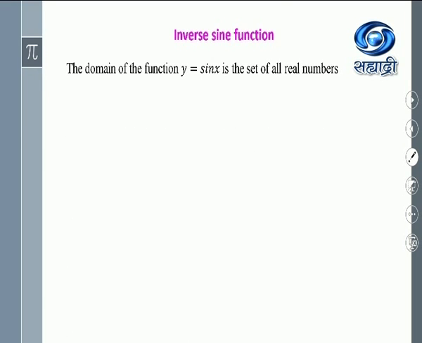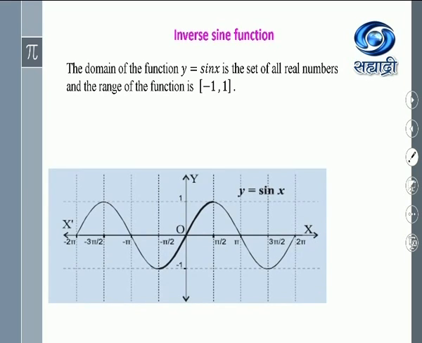The domain of the function y equal to sine x is the set of all real numbers, and the range of the function is the closed interval -1 to +1. This we know. Let us draw the graph of this function with the help of quadrantal angles 0, pi by 2, pi, 3 pi by 2 on the positive x-axis, and minus pi by 2, minus pi, minus 3 pi by 2, and minus 2 pi. No need to learn by heart the values of the sine functions because in the log table everything is given to you.